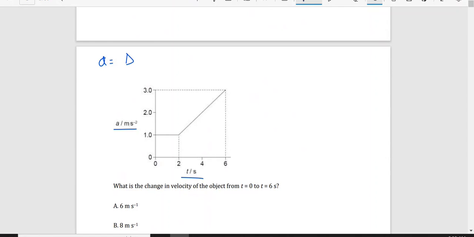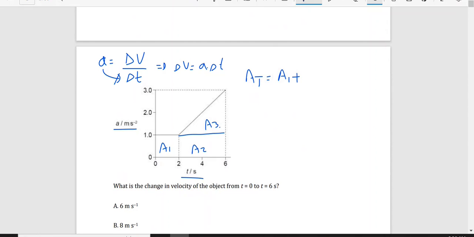Acceleration is the change in velocity divided by the change in time. So if I need the velocity, it is acceleration times time. That means I have to find the area under the graph. I'm going to call this area 1, here area 2, and here area 3. So the total area is area 1 plus area 2 plus area 3.